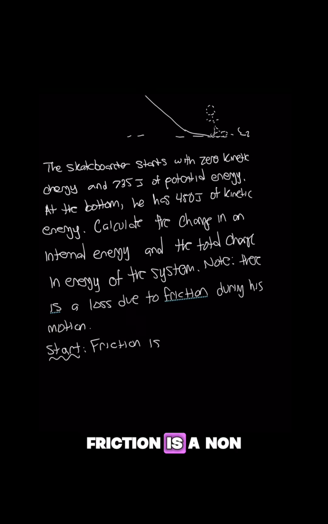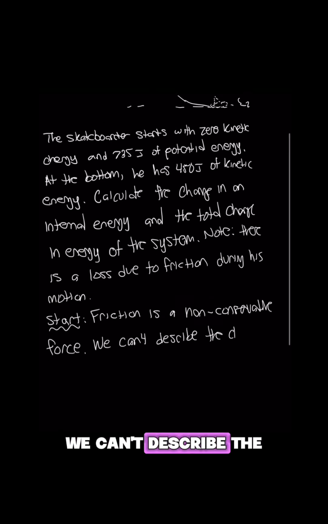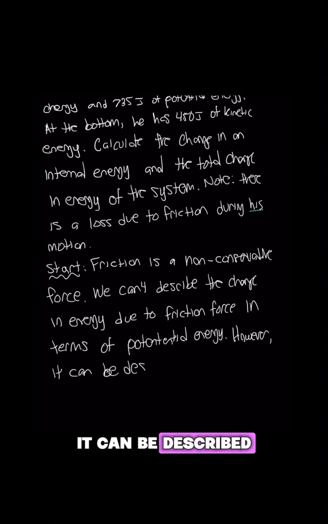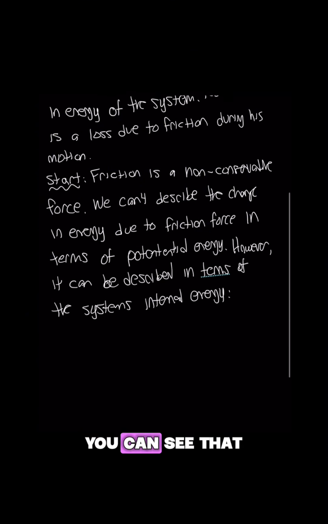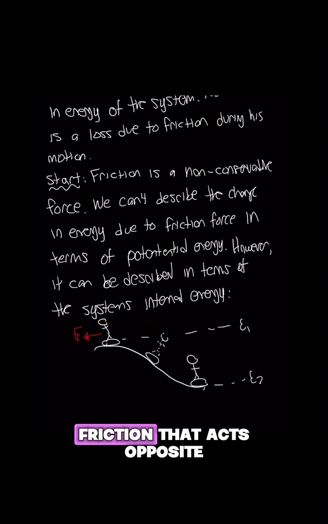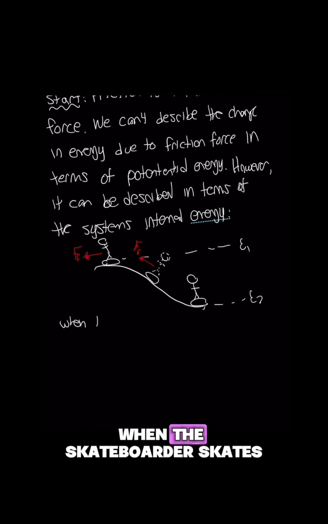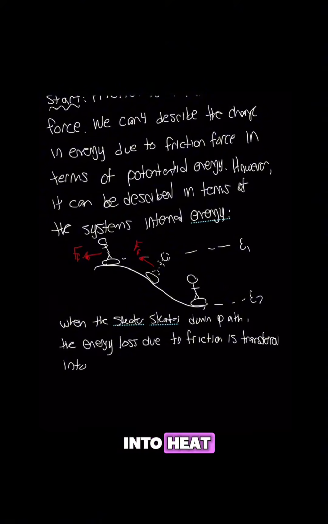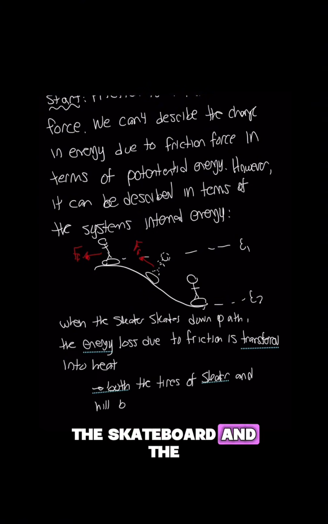To start, friction is a non-conservative force, which means we can't describe the change in energy due to the friction in terms of potential energy. However, it can be described in terms of the system's internal energy. We can see that throughout its motion, there's a force of friction that acts opposite to its motion. When the skateboarder skates down the path, the energy loss due to friction is transferred into heat. Both the tires of the skateboard and the hill become hotter.